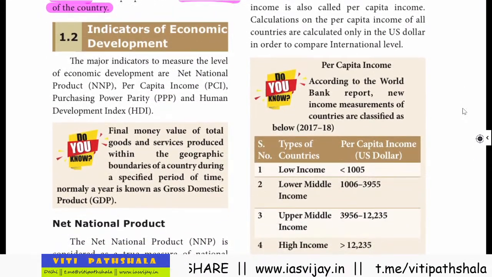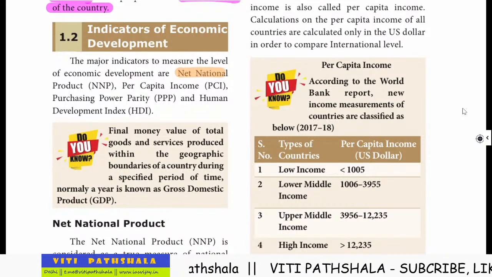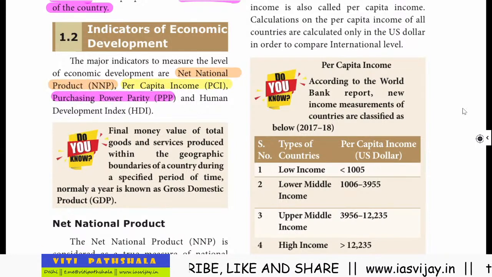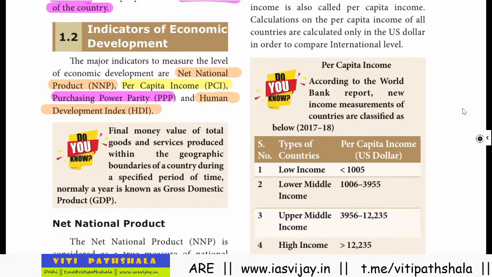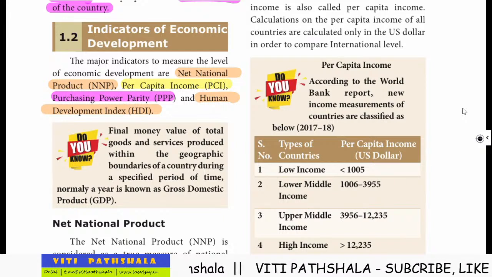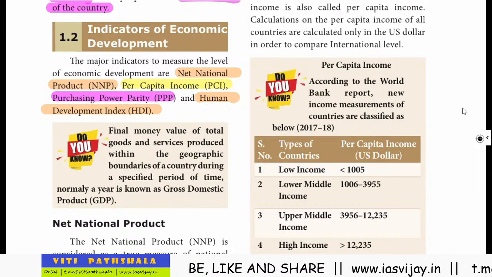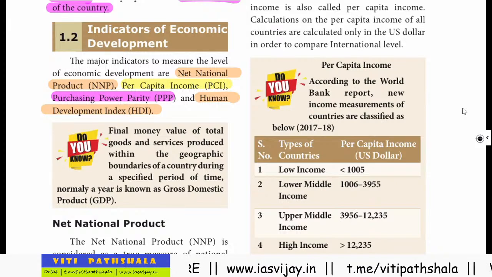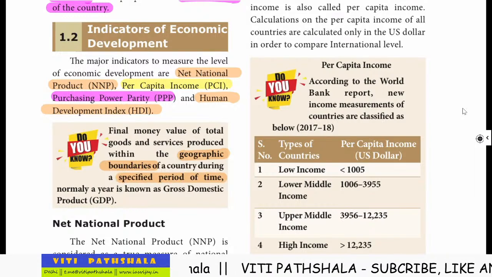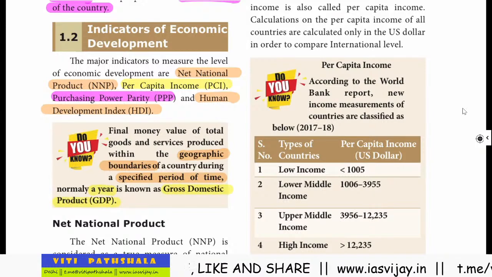Now what are the indicators of economic development? The major indicators of economic development are net national product, NNP, then per capita income, then purchasing power parity, and the human development index. I thought that you have heard these words earlier also, and we will be reading them in detail. Now, the final money value of total goods and services that are produced within the geographic boundary of a country during a specified period of time, normally 1 year, is known as your gross domestic product.